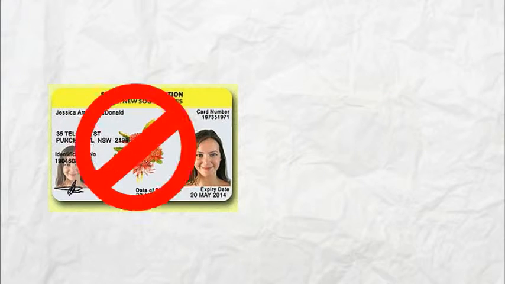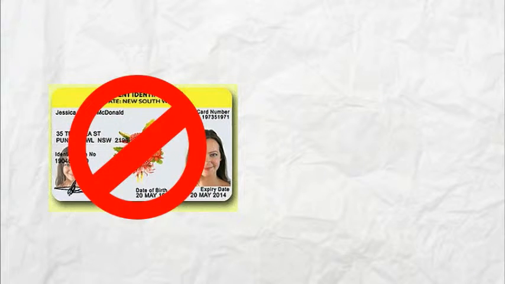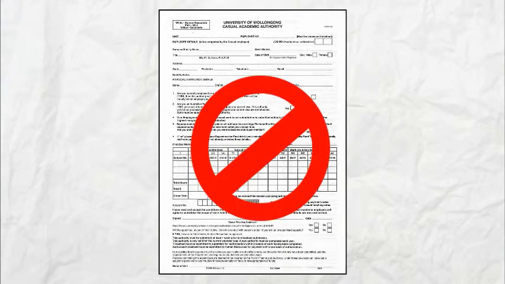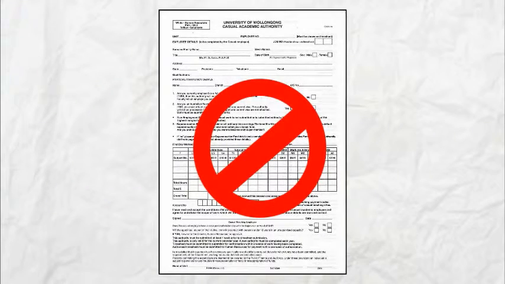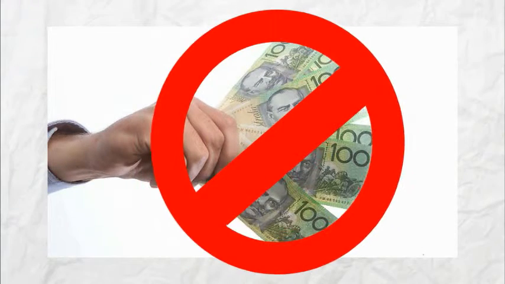If you do not provide identification with your forms, or your casual authority form is not filled in correctly, your application will be sent back to you, which will delay you getting paid.